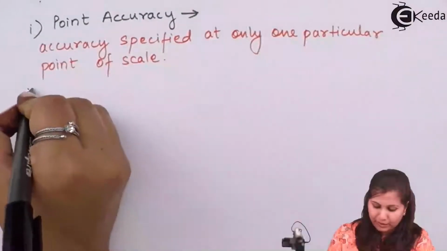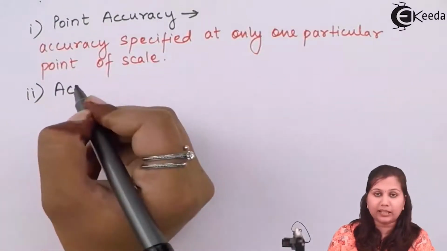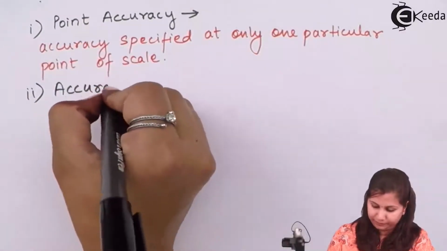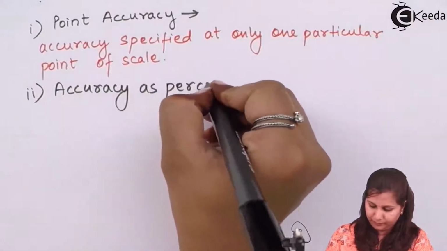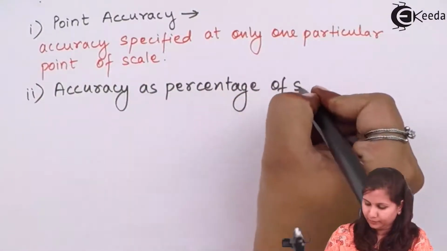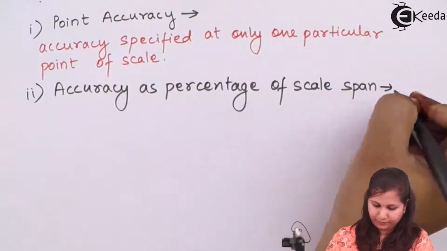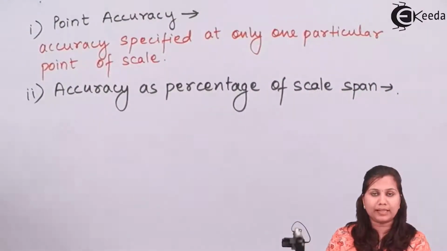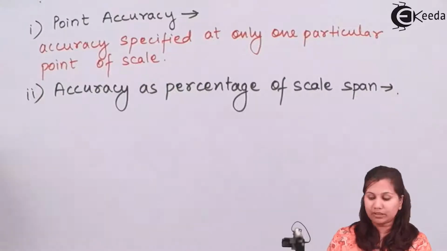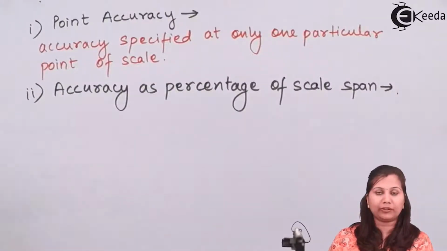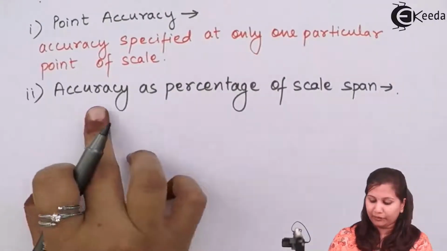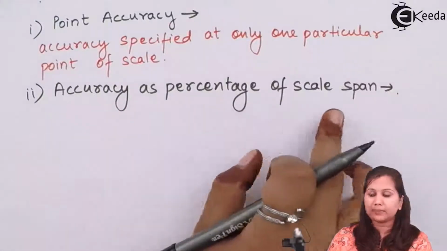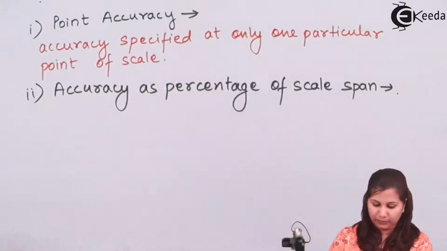Next type of accuracy is accuracy as percentage of scale range. When the instrument has a uniform scale, and in that uniform scale we define the accuracy as the percentage of the range of the instrument, then that type of accuracy is called accuracy as percentage of scale span.